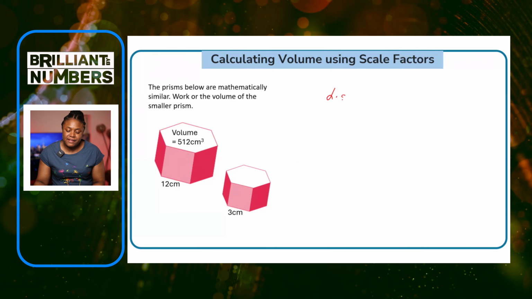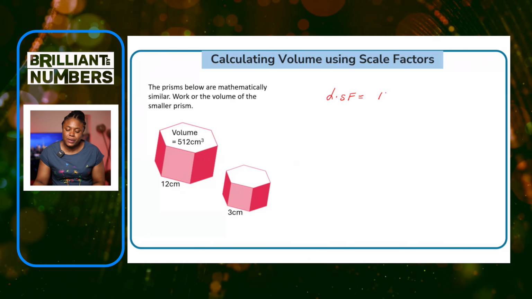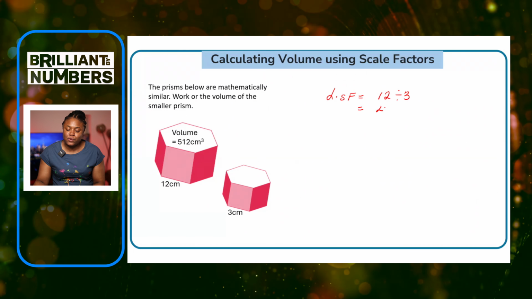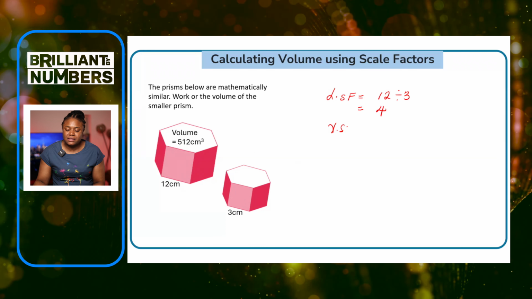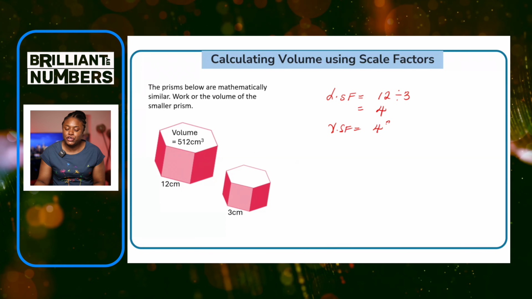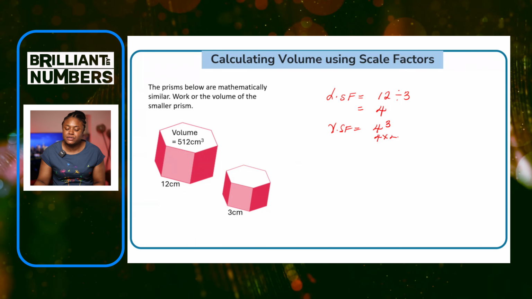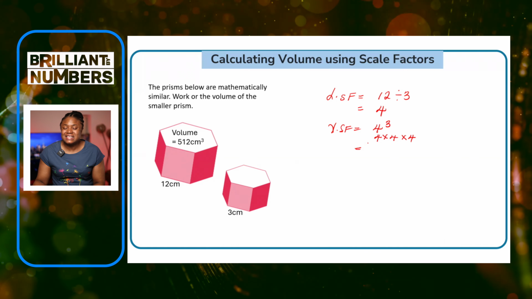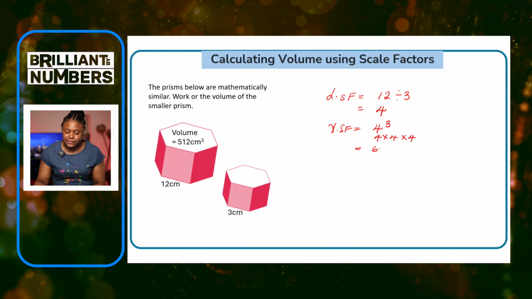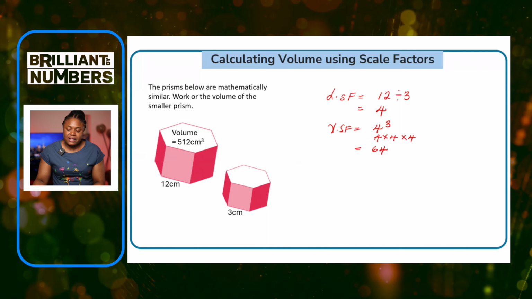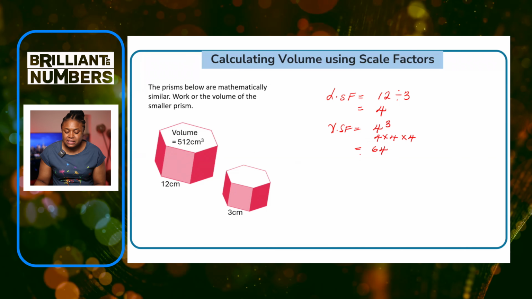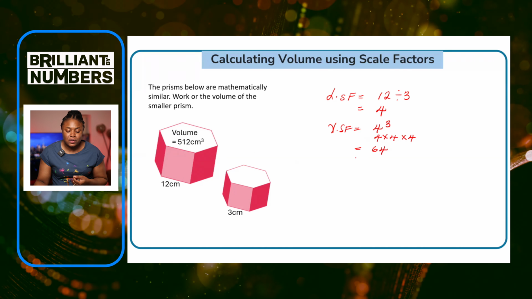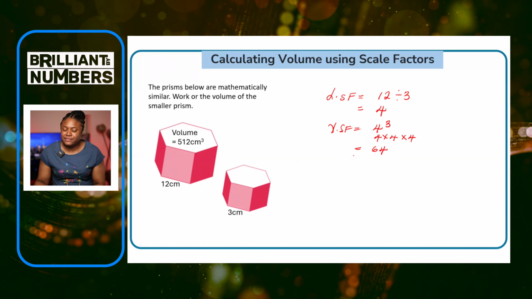So linear scale factor is equal to 12 divided by 3. So 12 divided by 3 is 4. So the volume scale factor is equal to 4 cubed, which means 4 times 4 times 4. So 4 times 4 is 16, and 16 times 4 is 64. So the volume scale factor is 64. So note this time around, I'm trying to find the smaller volume. So I need to divide.